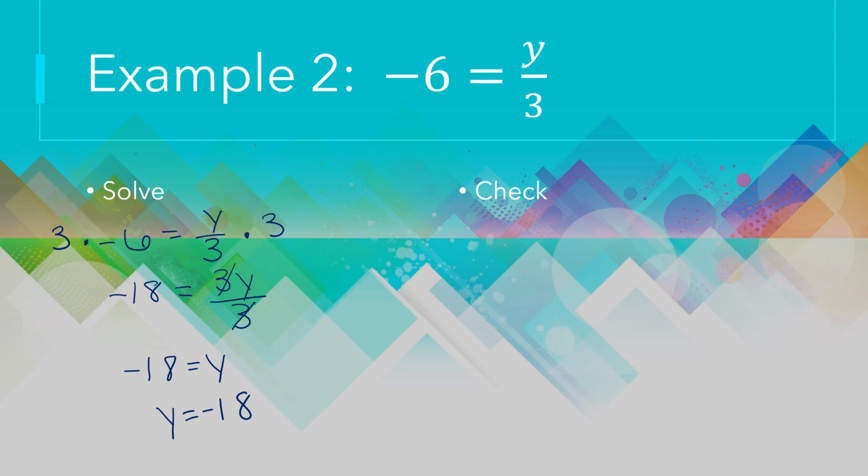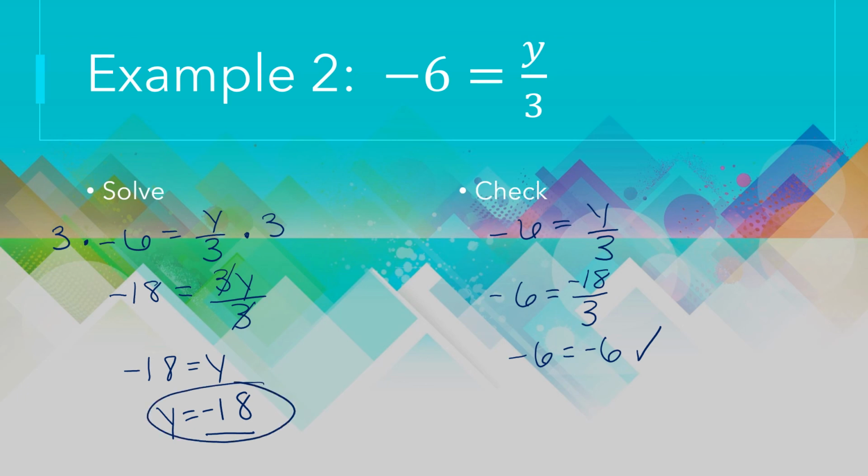Now we want to go ahead and check to see if that solution is really the correct solution. So again, we want to rewrite our original equation. And since we found that y equals negative 18, we're going to plug in negative 18 in place of y. Now we can go ahead and simplify. Negative 18 divided by 3 is negative 6. Since this is a true statement, negative 6 is equal to negative 6, then y equals negative 18 is the correct solution.